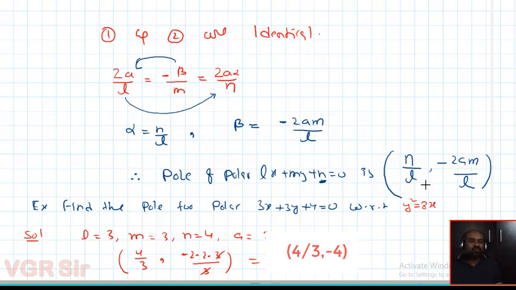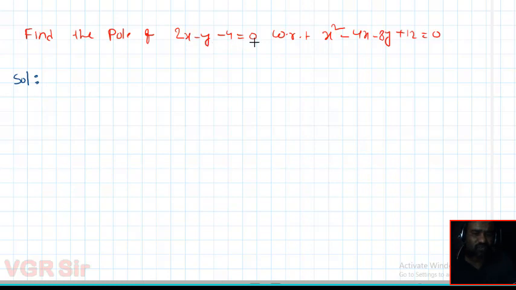Okay students, important note. If you don't know the formula, do one thing: try to find S1 for this equation with respect to alpha comma beta. So you get a polar equation, compare with 3x plus 3y plus 4 equal to 0. From there you will get alpha and beta. Next, find the pole of 2x minus y minus 4 equal to 0 with respect to x square minus 4x minus 8y plus 12 equal to 0. Students, two ways you can solve this problem, Nana. First method is after converting x square minus 4x minus 8y plus 12 equal to 0 into standard form, by using the formula you can find the pole. Or the second method is without using any formula: I want to find the polar of this conic with respect to a pole alpha comma beta. After that I will compare with 2x minus y minus 4 equal to 0. From there I will get alpha and beta.